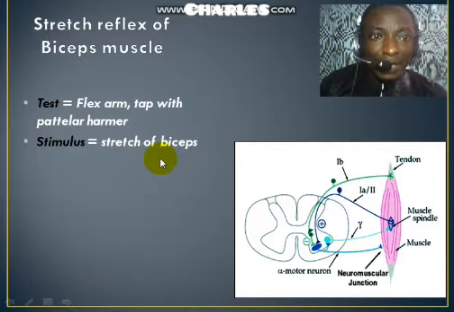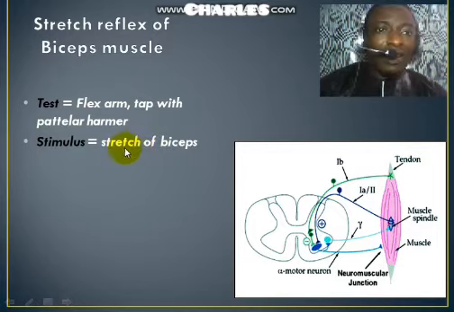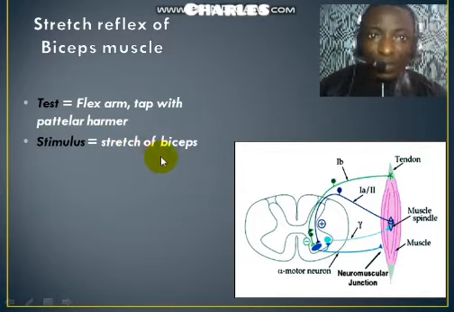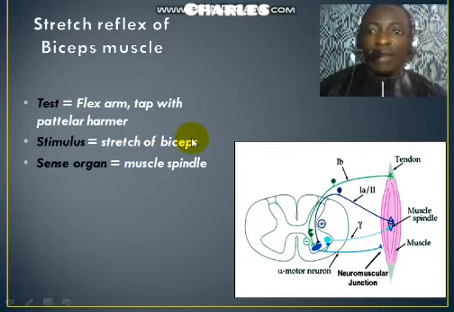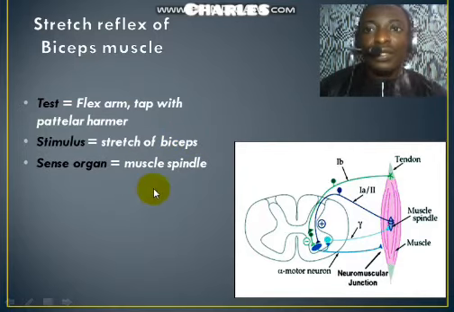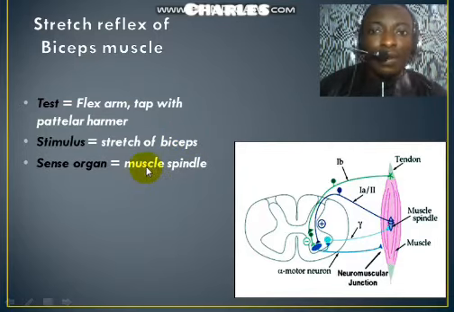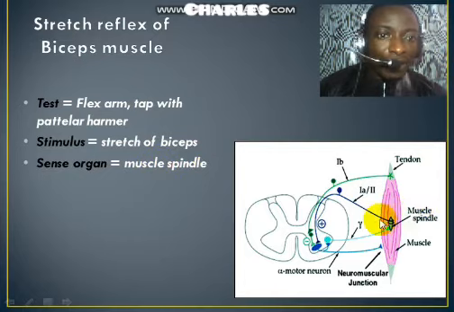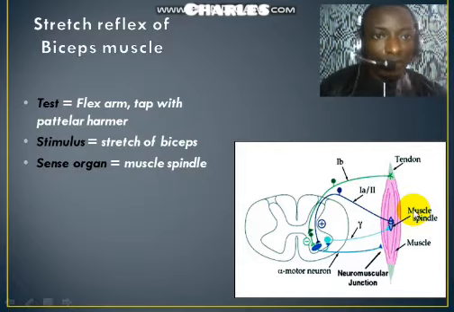Now, the stimulus here is actually stretch of the biceps muscle. So when the biceps muscle is stretched, that stretching represents the stimulus. Fantastic. Now, the sense organ or the receptor for the stretch reflex of the biceps muscle is the muscle spindle. A diagram here shows us the muscle spindle. This is the muscle spindle, and it represents the sense organ or the receptor of the stretch reflex of the biceps muscle.